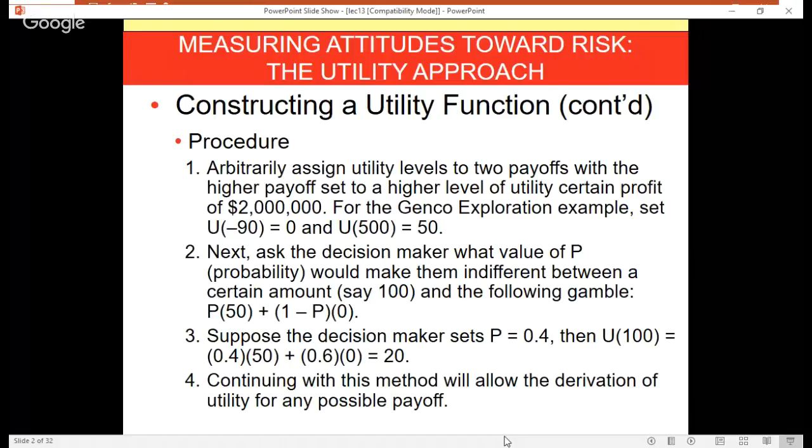Suppose I set P at 0.4, and the probability that I get the highest payoff, according to our example, is only 0.1. In this case, with the probability at 0.4, I get 0.4 times 50 plus 0.6 times 0, which gives me an expected utility of 20. I continue this method. It allows derivation of any possible payoffs. In other words, instead of 9,500, I can do 0, 100, 300.